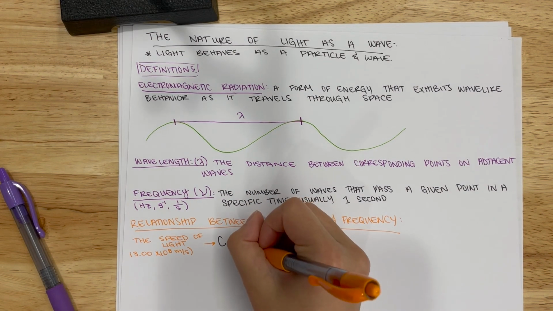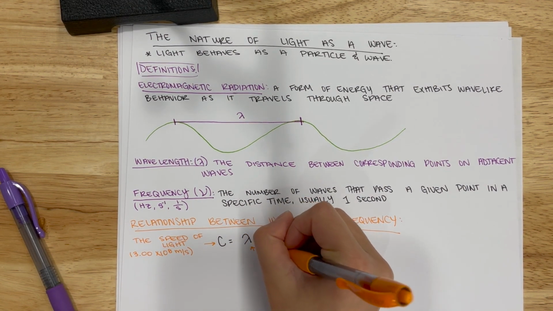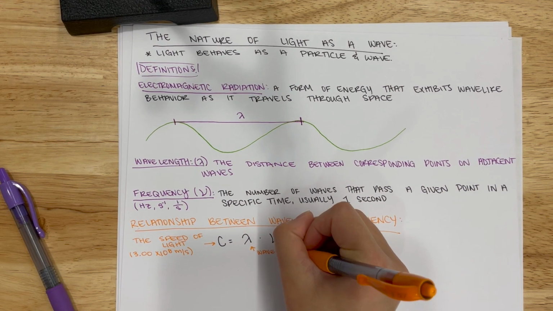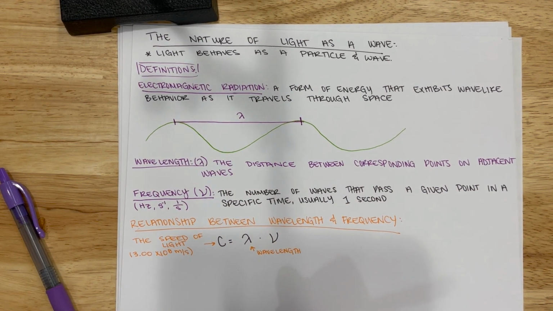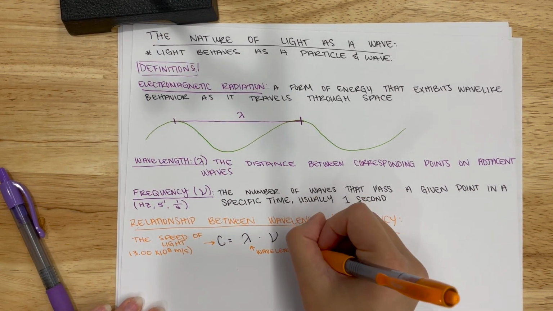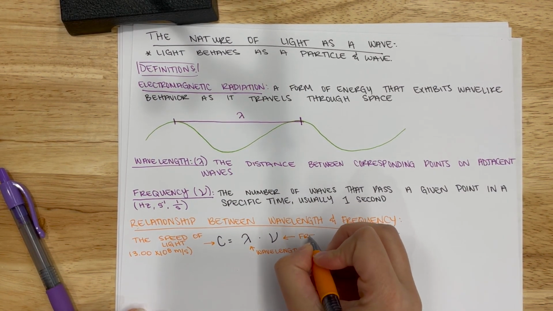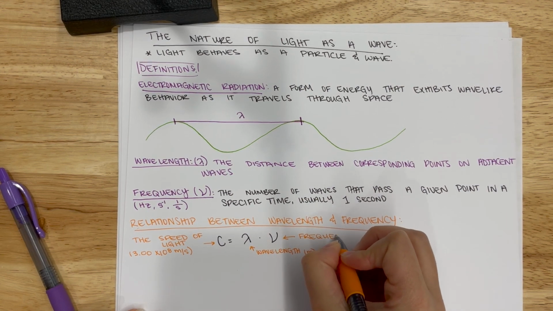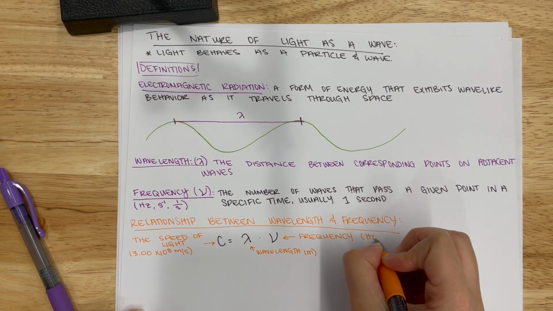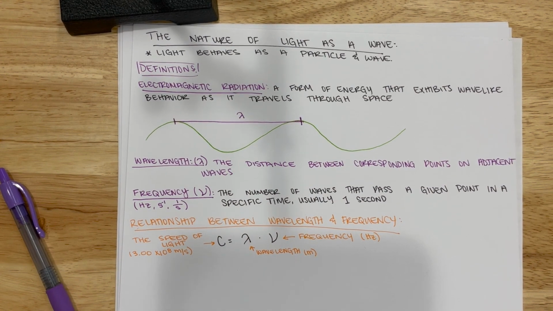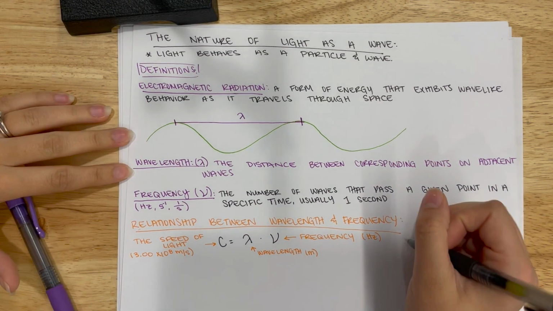We also have our wavelength, which we measure in meters, and then we have our frequency, which we just went over, that we have in hertz. We can check our units here. Meters over seconds is equal to meters over seconds. So that makes sense. Okay, what's important about this?